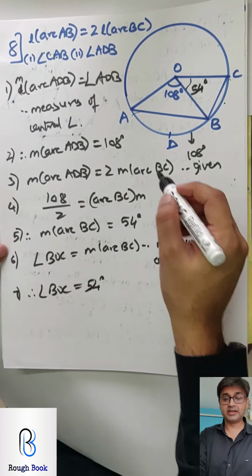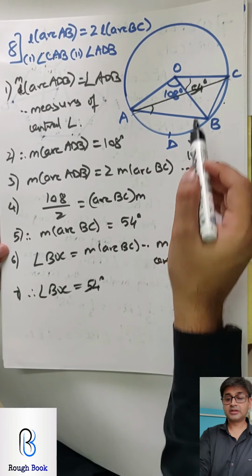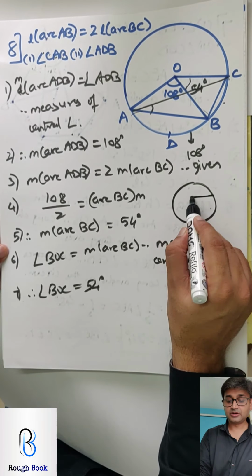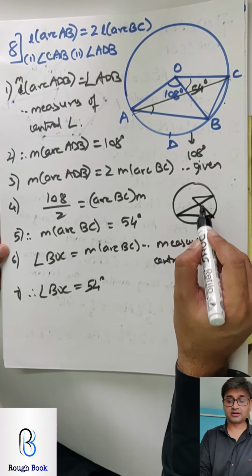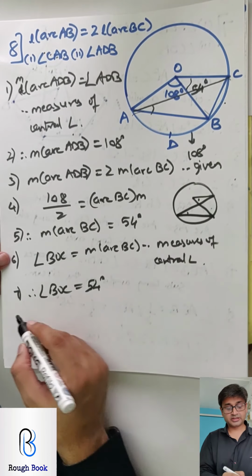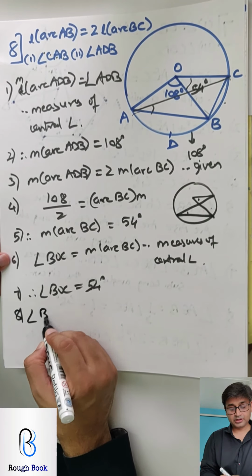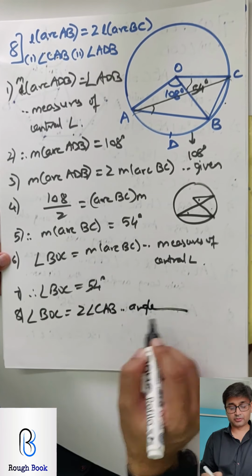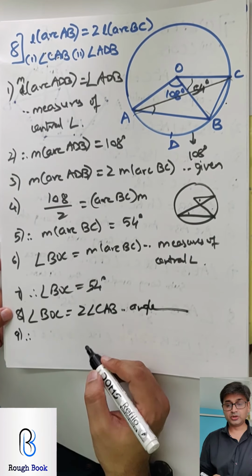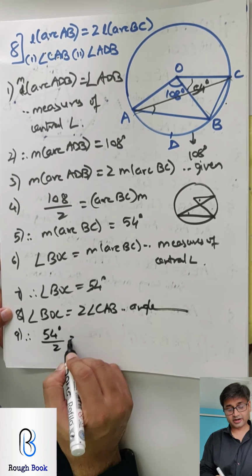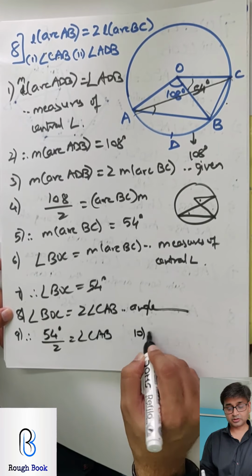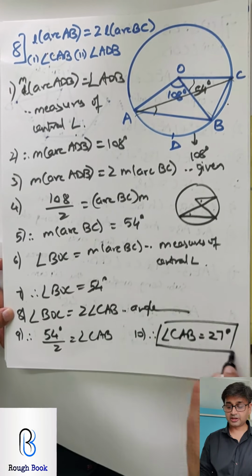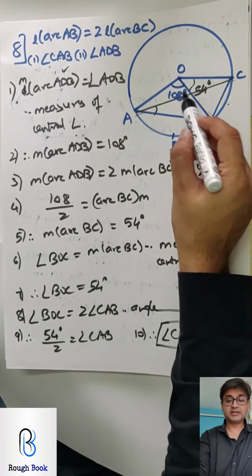Now what are the first things? CAB. Here CAB, center, circumference. Can you identify? See, COB is center, CAB is circumference. So this will be double. So let's write that. Angle BOC is double of angle CAB. Angle at the center, whatever, write the entire statement. So BOC is 54 divided by 2 is CAB. So therefore angle CAB is 27. So we managed to get our first part at least, CAB.